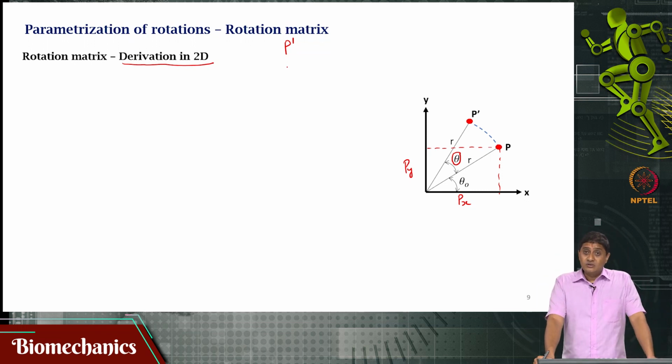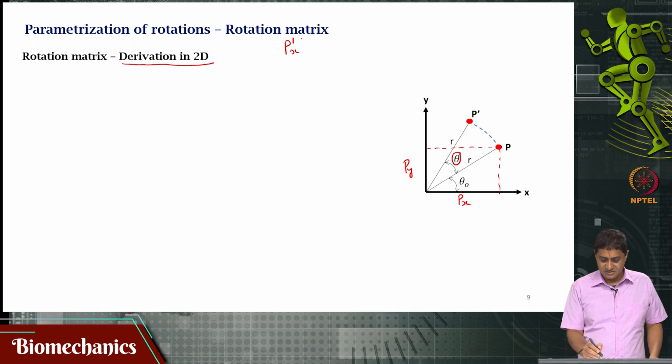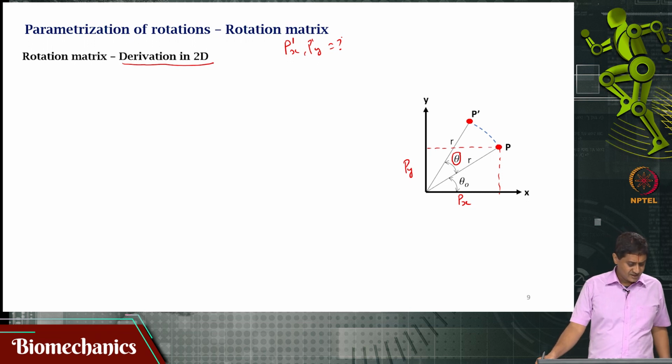Given that I know the coordinates of the original point P and the amount of rotation that has happened, theta, can you tell me the coordinates of the new point P dash? That is, P dash x, the x coordinate, and P dash y, the y coordinate. What are these? That is the question. What are the coordinates of the point P dash?